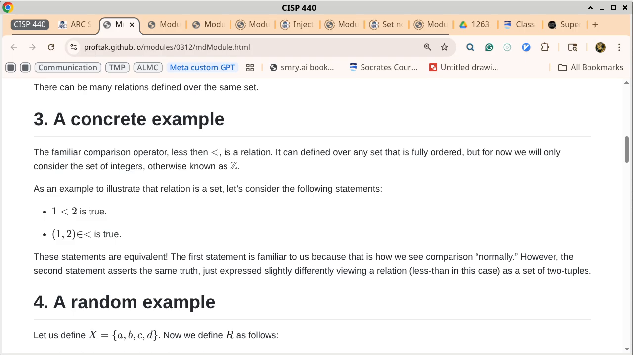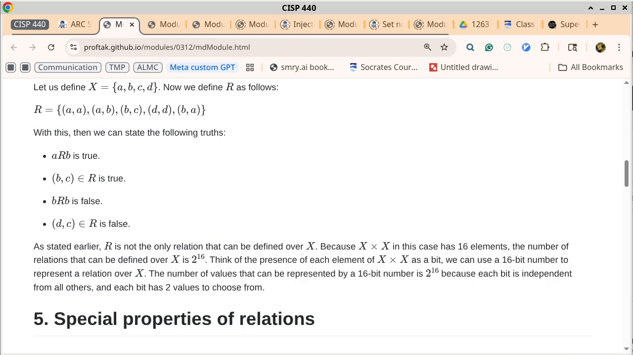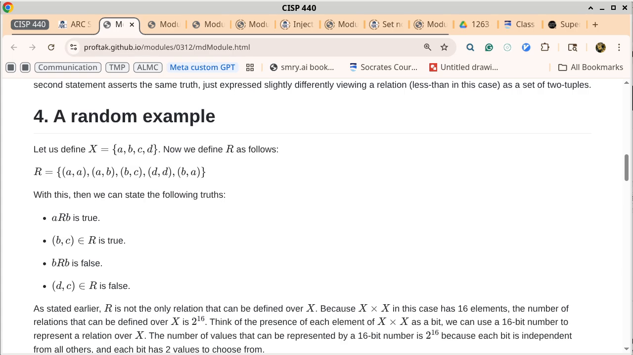So basically, we can look at the relational operator in the sense of just a straight-up relational operator in terms of syntax, or we can look at it as a set of two-tuples, where if (1, 2) is an element of the set, that means 1 is less than 2, if and only if 1 is less than 2. And then there are some random examples here. The random example is not particularly useful in any way other than illustrating the concepts.